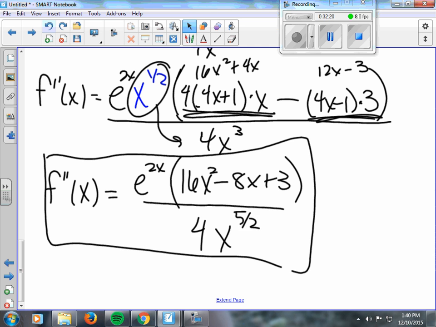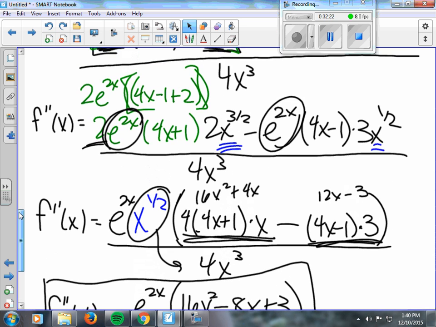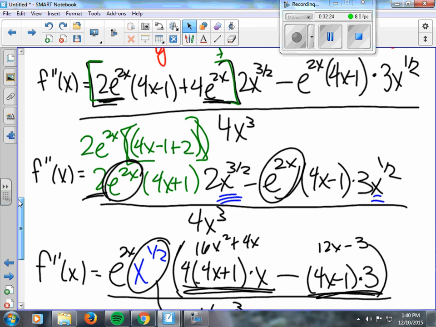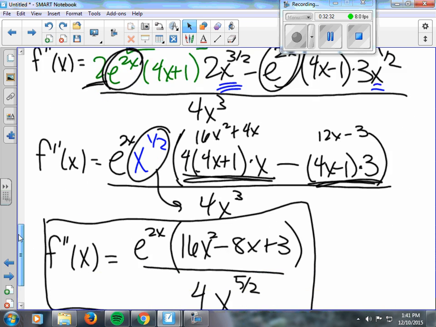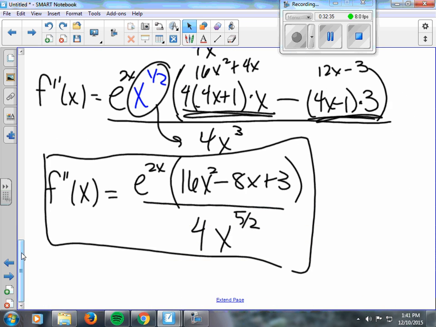On a non-multiple choice test, which is your test tomorrow, you could leave it right here, okay? But on a multiple choice test, like maybe your final exam, then you would have to match it up to the right answer there. And that's all.